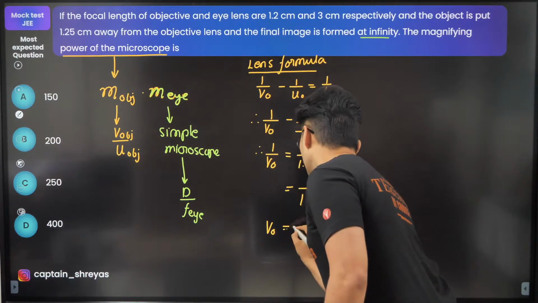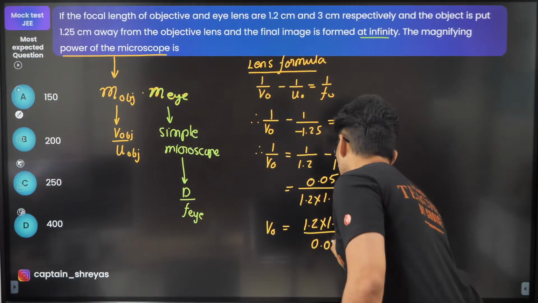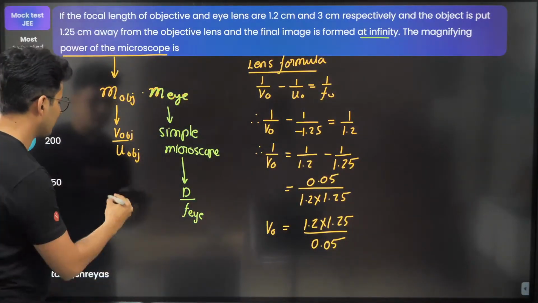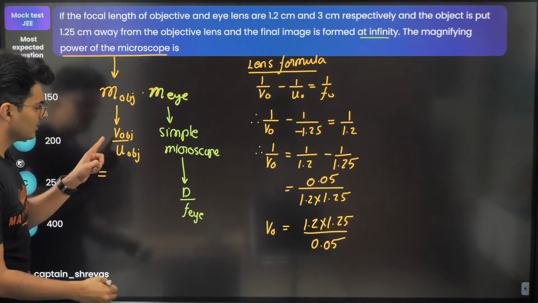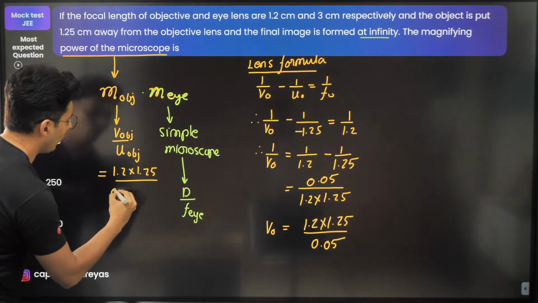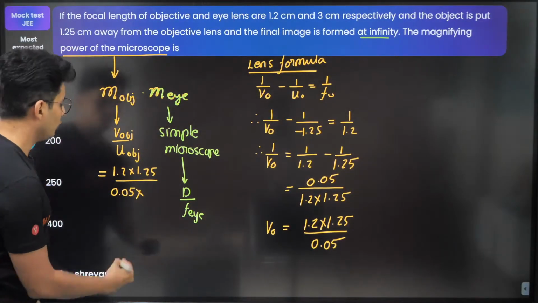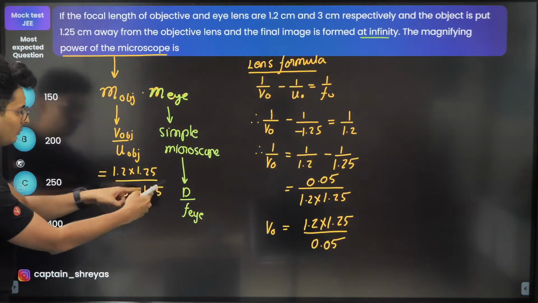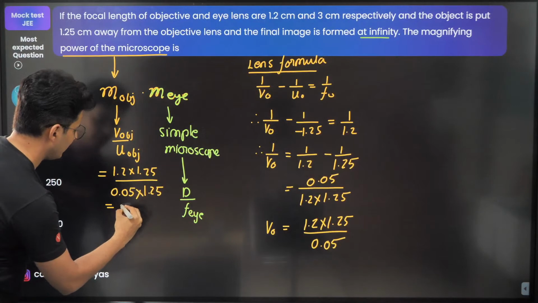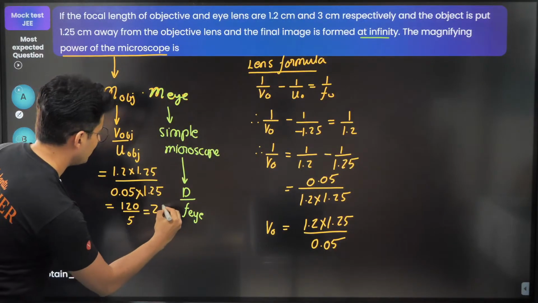So the objective length is 1.2 into 1.25 divided by 0.05. I'm just going to leave it as it is. Let's try to find this out. So the objective image distance is 1.2 into 1.25 divided by 0.05. Object distance is given to be 1.25, so 1.25 cancels. This will become 1.2 by 0.05. So I can just write it as 120 divided by 5, which is 24.